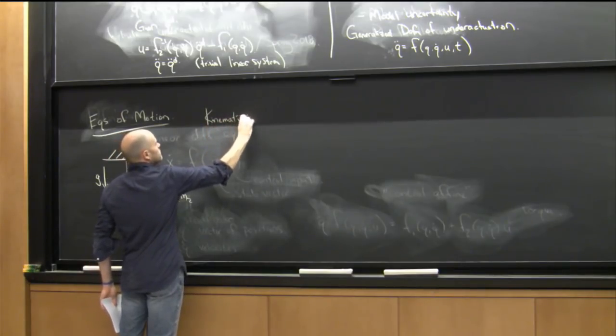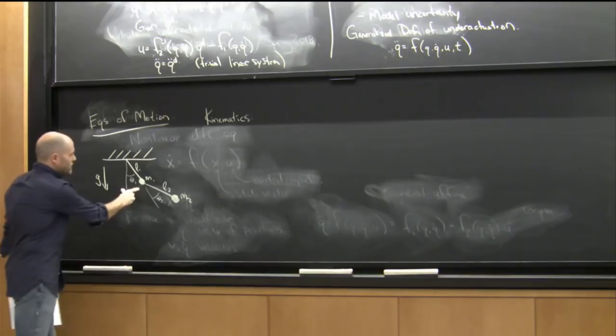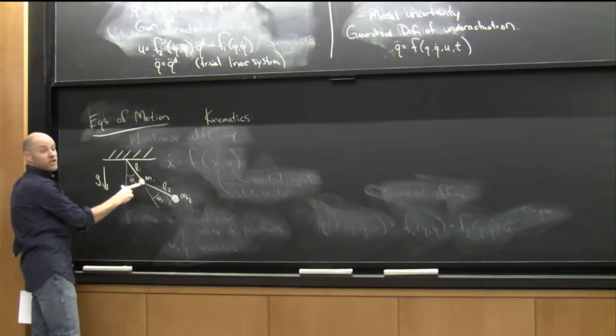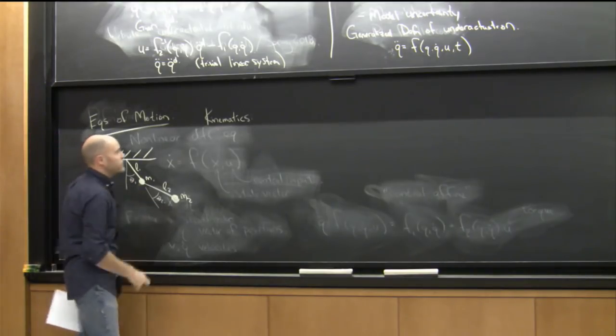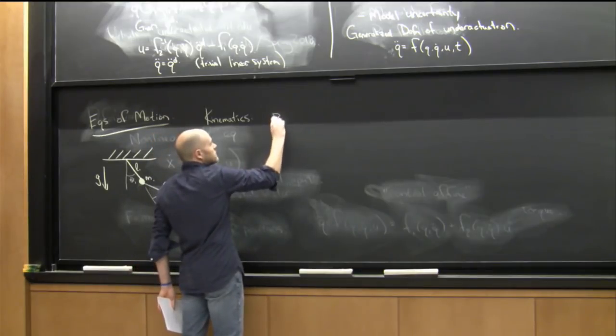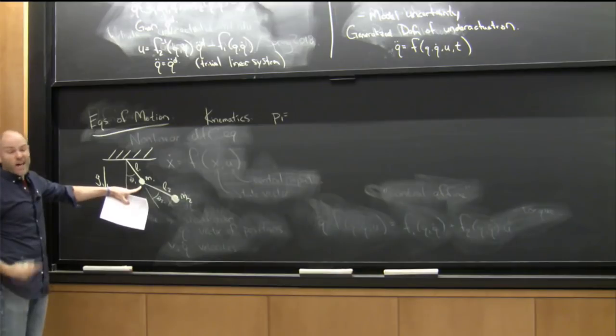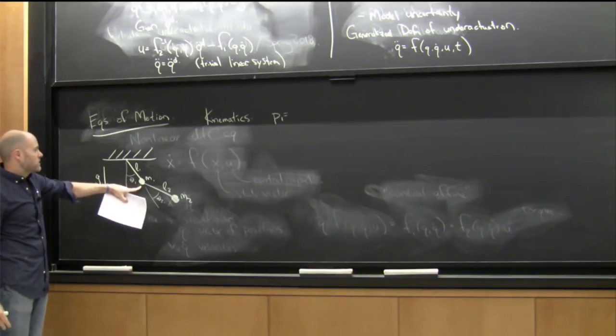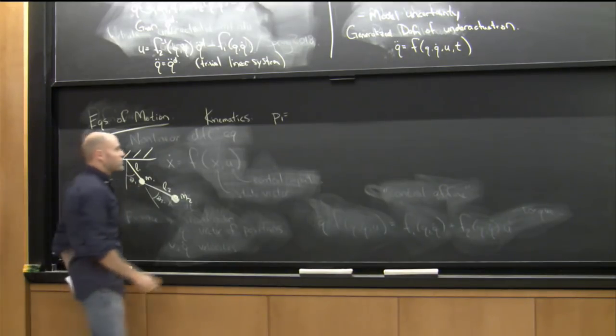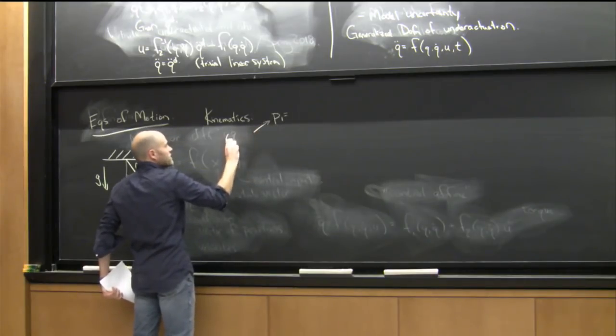Kinematics are trivial. So if I would like to understand the position of mass 1 and mass 2, I'll write that down as the position of mass 1. It's going to be an xy position, a two-dimensional number, which is the xy coordinates of this mass.